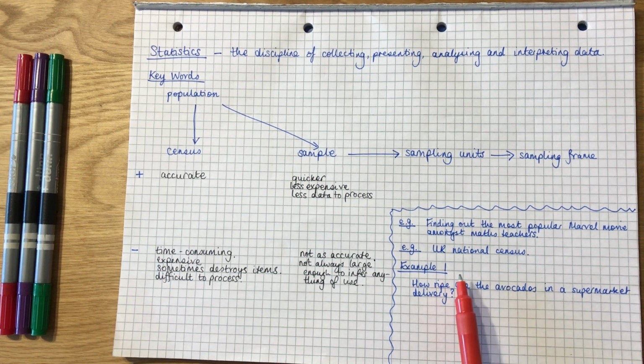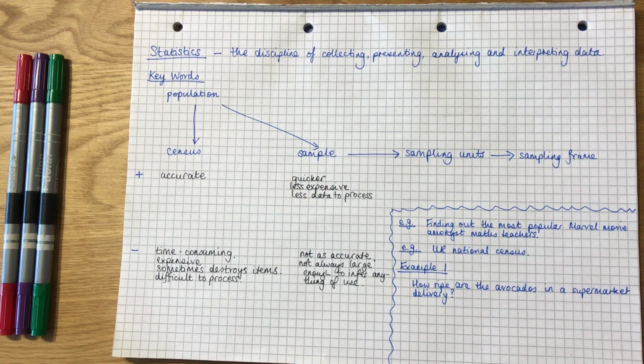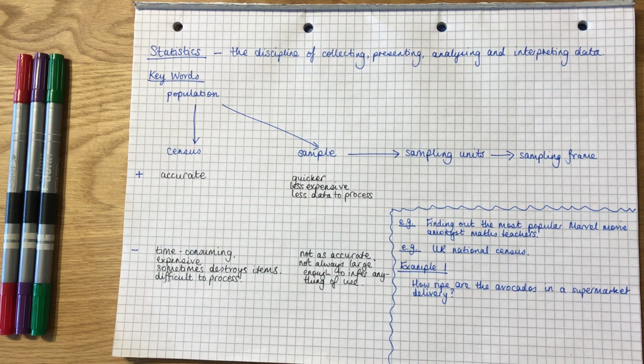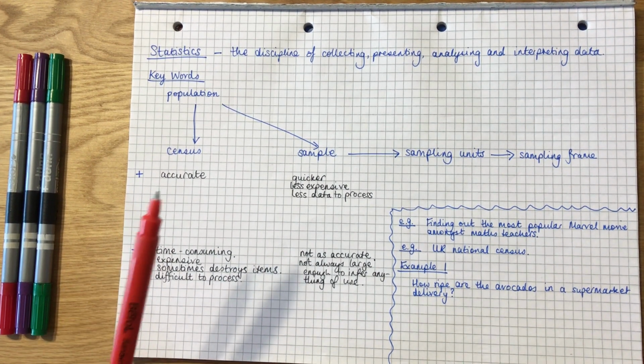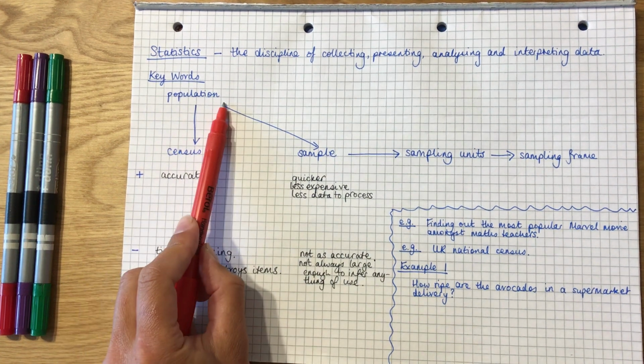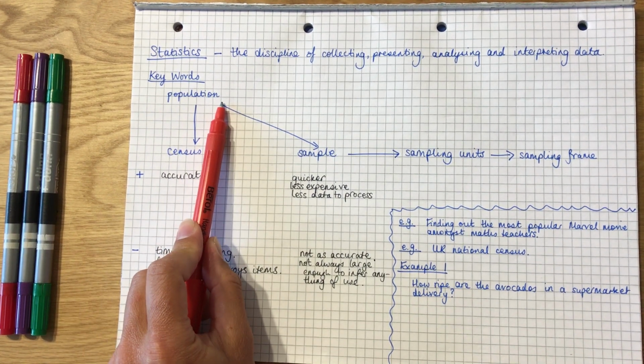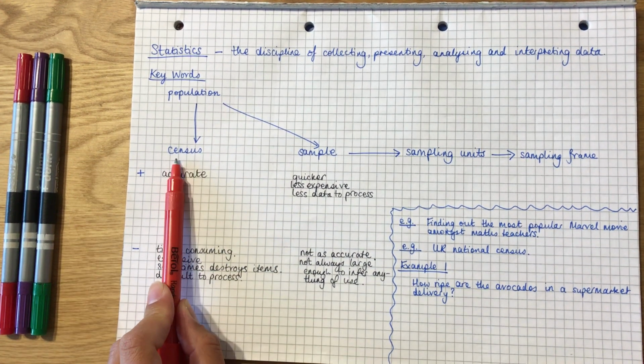Now, if we look at example 1 in the textbook, the question says that a supermarket wants to work out how ripe the avocados are in a delivery. And the only way they can do this is by cutting the avocados in half to check them. So let's have a think about this for a second. They're trying to analyse some data, which is how ripe the avocados are. The population in this case is all the avocados in the delivery. Would they want to do a census?